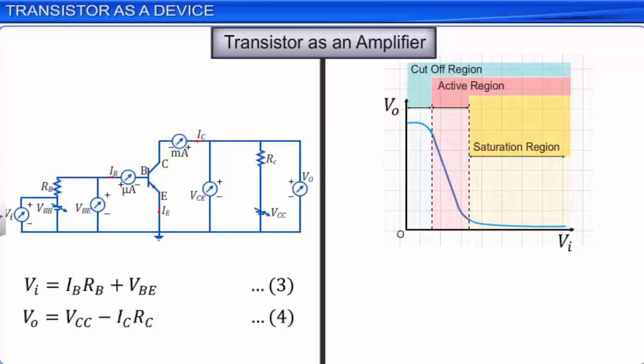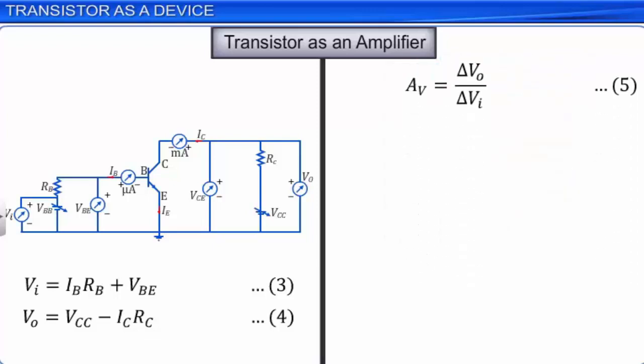Let this be equation 5. When the input voltage Vi is at the midpoint of the active region, then the circuit behaves as a common emitter amplifier with voltage gain AV. This voltage gain AV can be expressed in terms of the resistances in the circuit and the current gain of the transistor. We know that the current gain of the transistor, beta AC, is equal to delta IC by delta IB. Let this be equation 6.